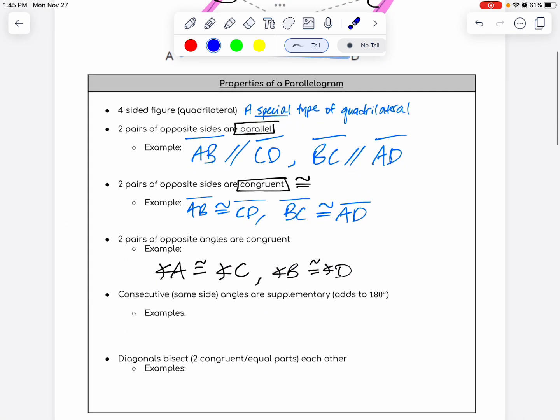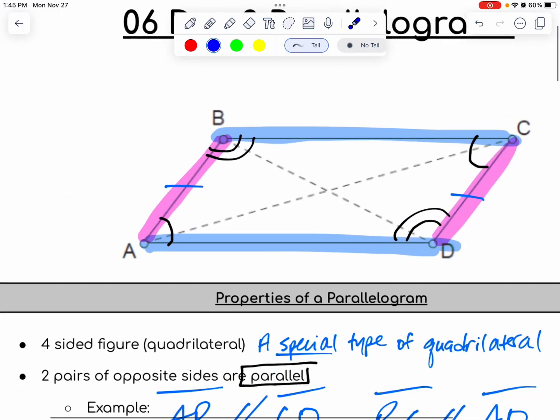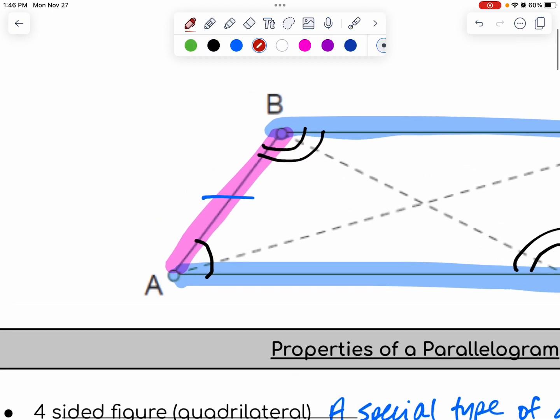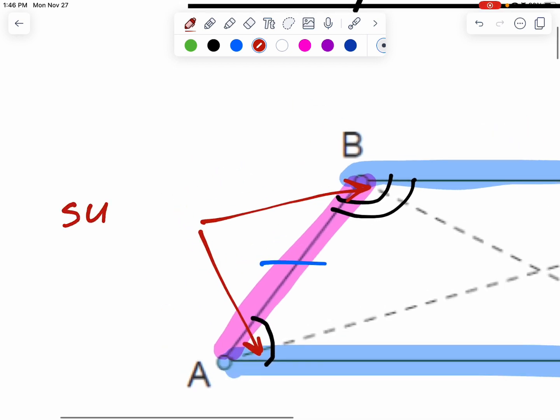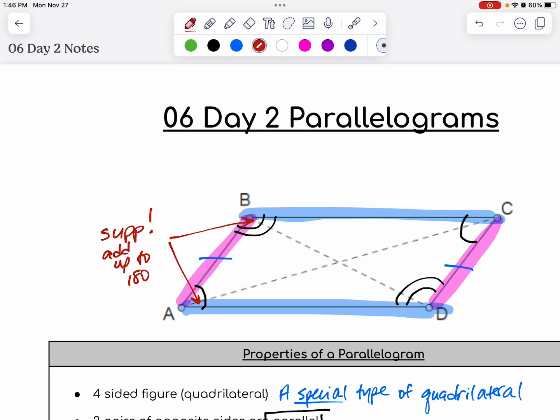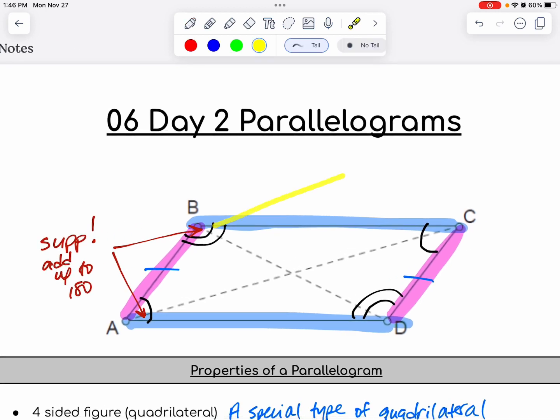All right, I've got a couple more things. Consecutive angles are supplementary. So what that means, I kind of have a lot of colors going on, is that these 2 angles, this single swoop and this double swoop, are supplementary. It means that they add up to 180. So this angle and this angle are supplementary. That means they add up to 180. And it's the same thing with these 2. So like this one and this one also add up to 180. This one and this one also add up to 180. This one and this one also add up to 180.